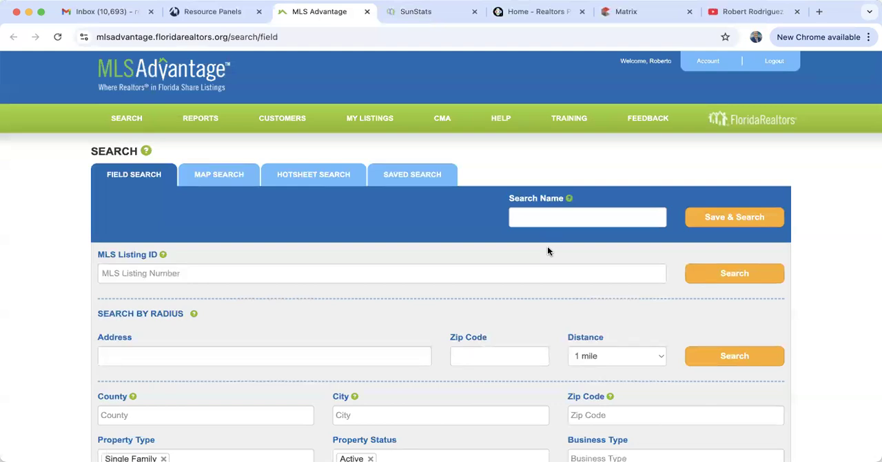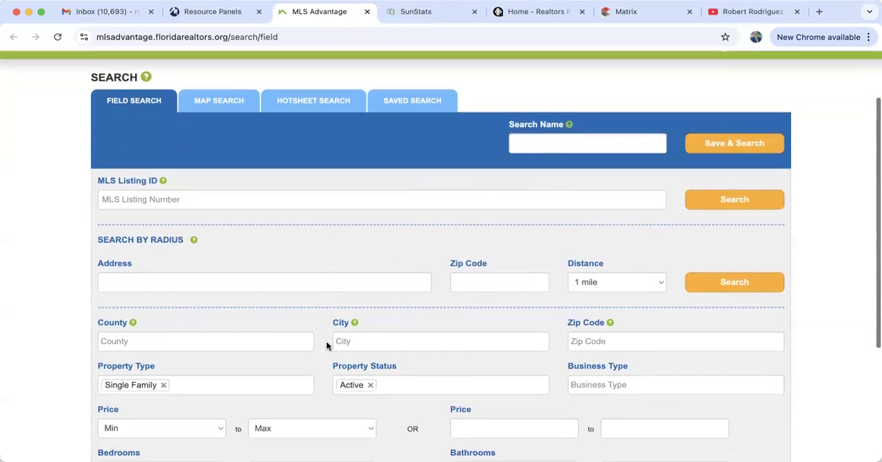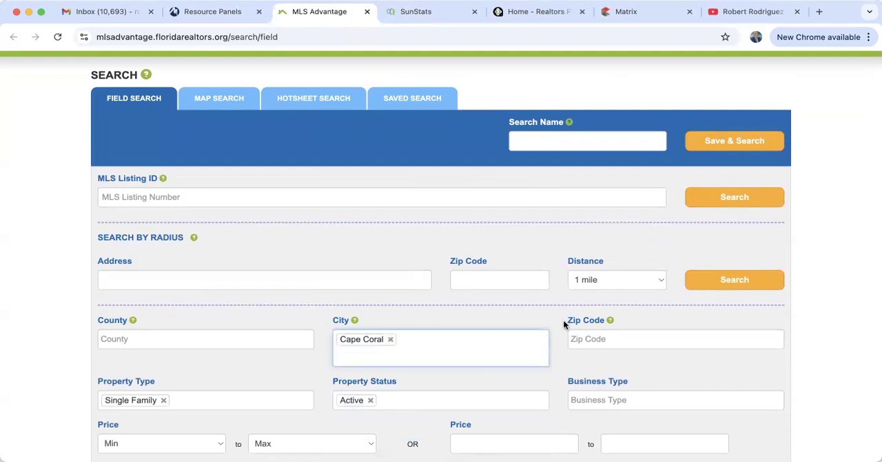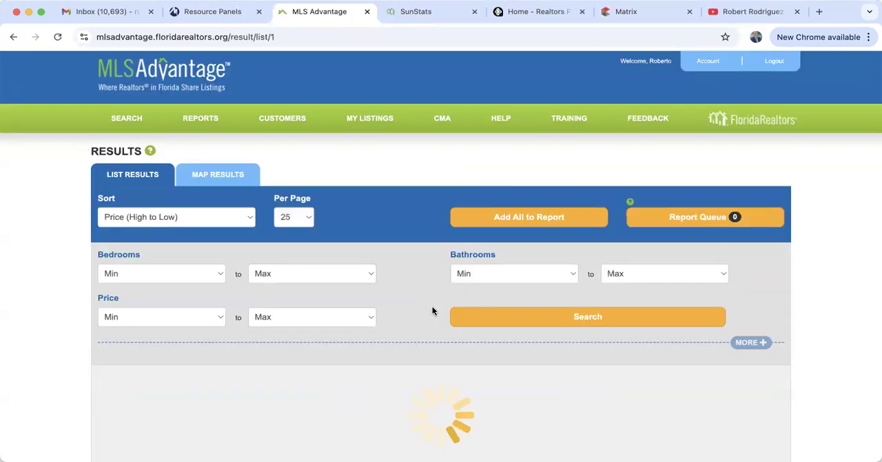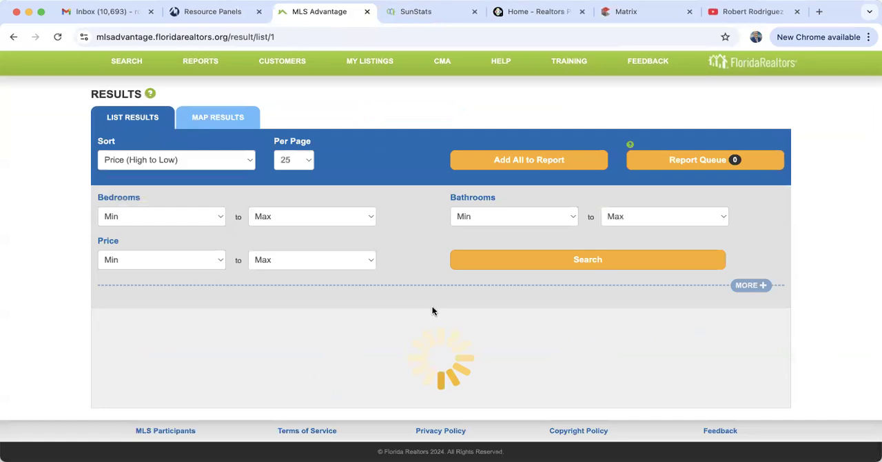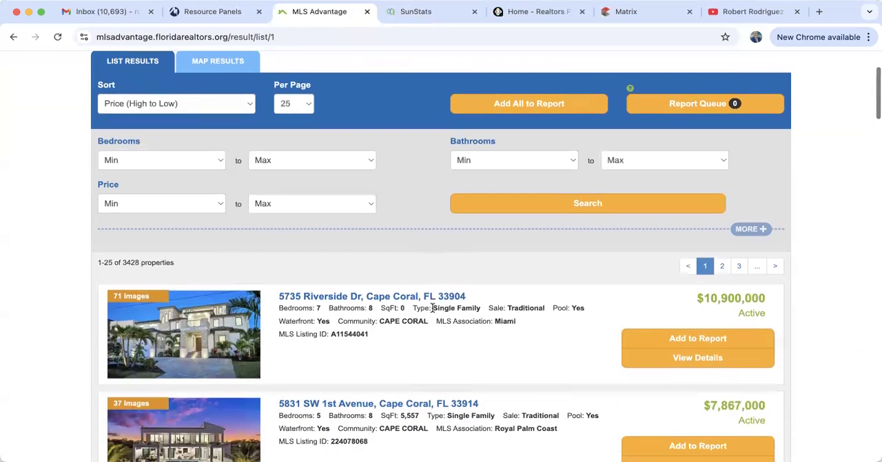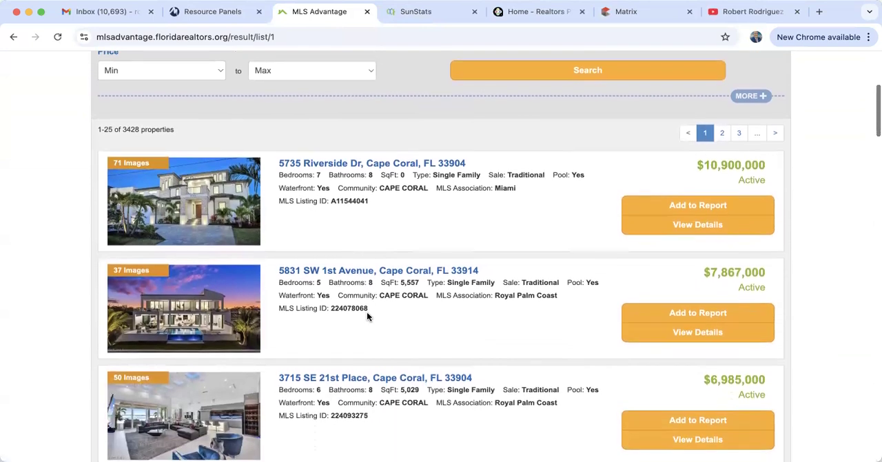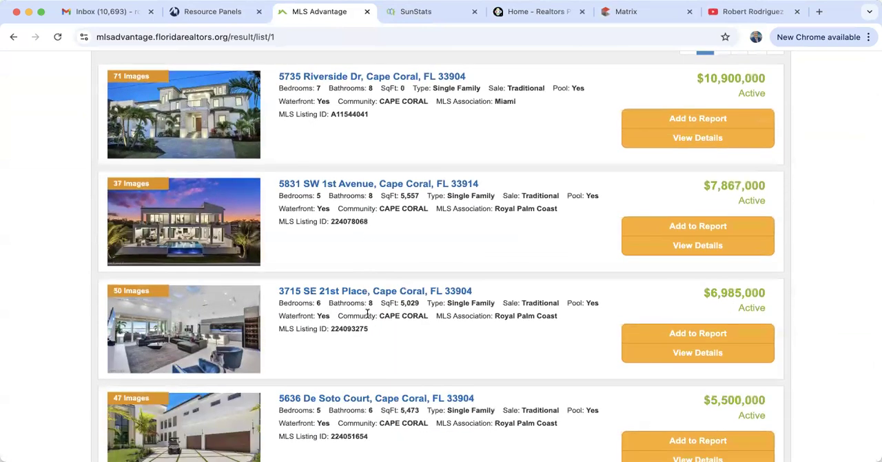All right. All you need to do is go to MLS Advantage, and you want to come here to the city, and you want to put in Cape Coral, right? You're going to find it right here, and you're going to click on search, and we are going to be looking at properties for sale in Cape Coral. There are 3,428 single family homes for sale in the Cape Coral MLS.